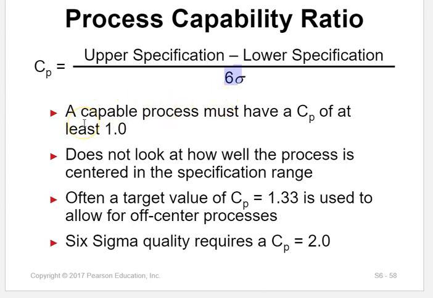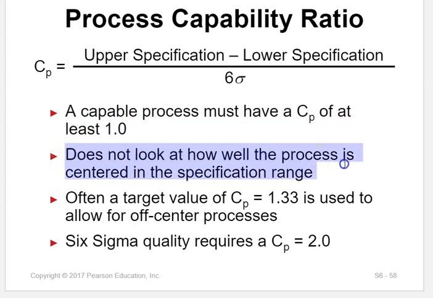So how do you know whether this system is capable or not? You will look at the Cp value. If the Cp value is at least 1, the system is capable. So a capable process must have a Cp of at least 1. Right? 1 or higher, the system is capable.